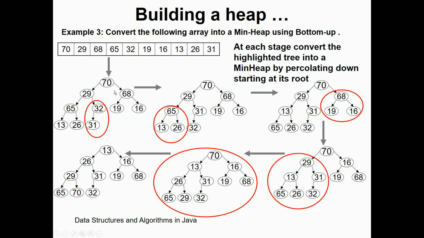First of all, I just would like to make sure that we inserted all the data the same way we do. 70 is the first one, I just forgot to mention that, and then 29, 68, and then 65, 32, 19, 16, and then 13, 26, 31. We just always put them until the end from the left topmost, and we go this way. So that's how we insert, regardless if it's bottom up or top down. But for the bottom up, we just insert all the data first and then we sort them later.